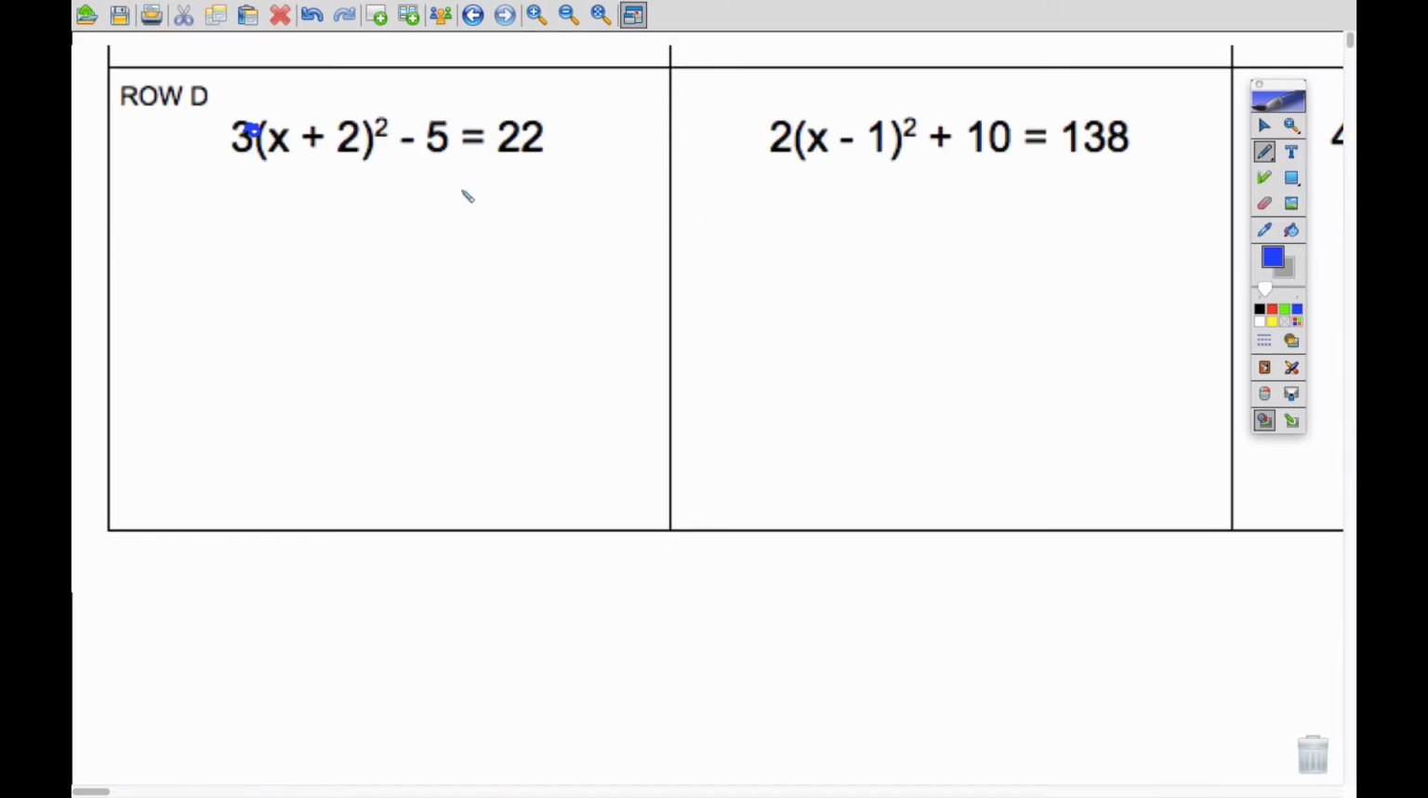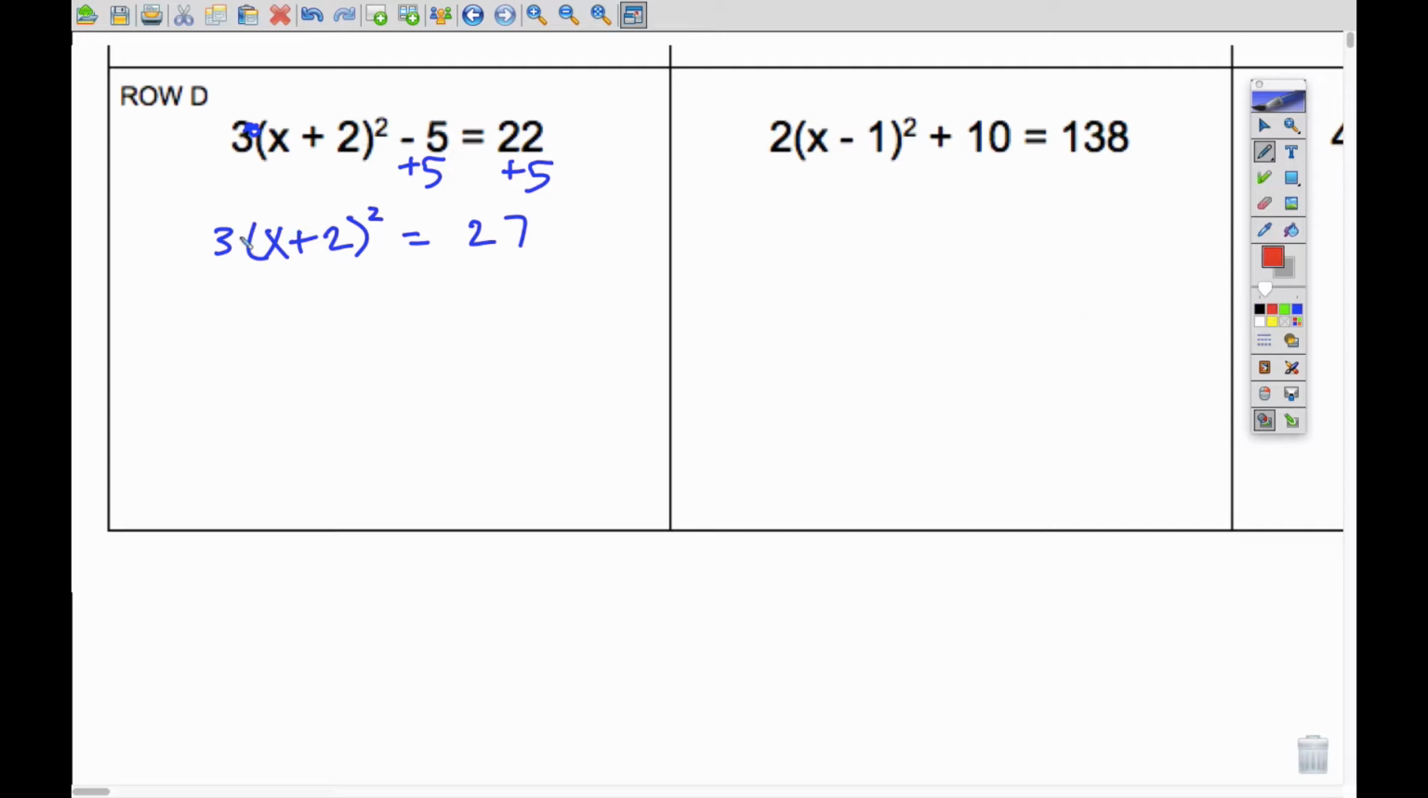So in this one, we are going to get rid of the minus 5, the subtraction, by doing the opposite and adding 5. So then we are left with 3 times (x plus 2) squared is equal to 27. Now notice every time I do something in the equation, I rewrite it. I just want to do one step at a time. It's pretty complex, so I want to keep things as organized as possible.